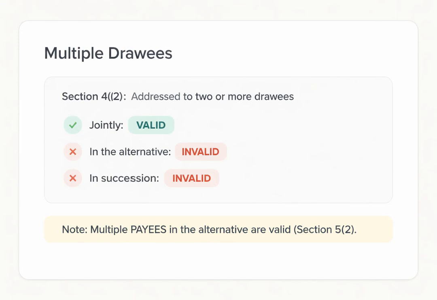Now, what if there are multiple people ordered to pay, known as drawees? You can address a bill to multiple drawees jointly, but you cannot address them in the alternative or in succession. Why? Because it creates uncertainty about who is actually responsible for paying. Interestingly, you can't have multiple payees in the alternative, like pay John or Jane.